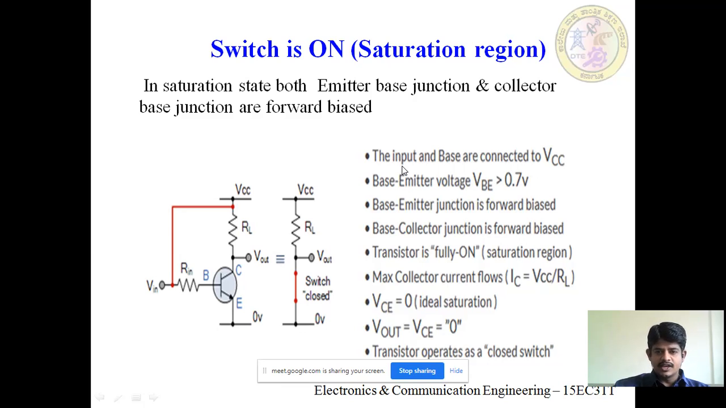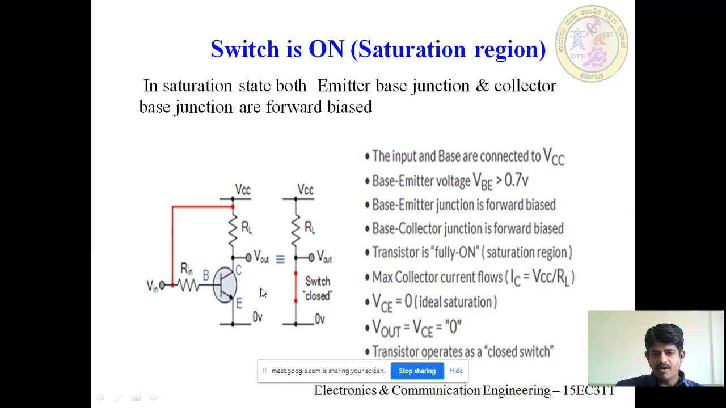Okay, let's go with its characteristics. The input and base are connected to the VCC. Here the base emitter voltage VBE is more than 0.7 volt. Since it is more than 0.7 volt, it is acting as a closed switch. The base emitter junction is forward biased and the collector base junction is also forward biased. Since both are forward biased, it is acting in the saturation region. Maximum collector current flows, IC is equal to VCC by RL. I told you, IC will be the current flowing through the load. It is V by R, where V is VCC and R is RL. So this is the maximum collector current flowing through the load.